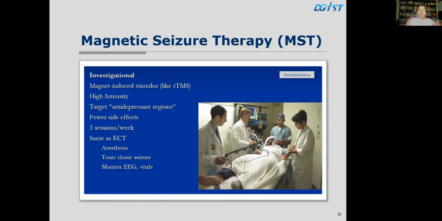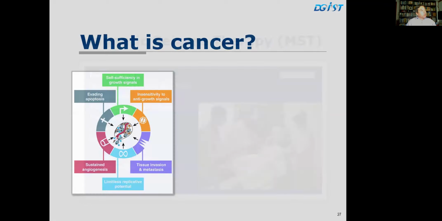So that's a little bit about psychiatric disorders and some overview of some non-ionizing approaches to treating psychiatric disorders, from ECT to TMS, as well as some surgically delivered treatments. So now let's switch a little bit to cancer. What is cancer? Cancer is an uncontrolled growth of cells.